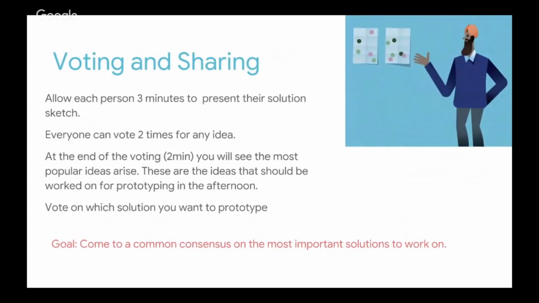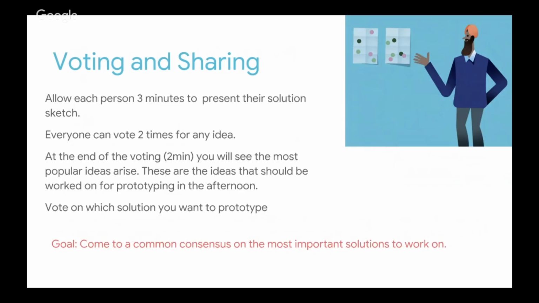Throughout the process you go through voting and sharing. Typically each person will have about 3 minutes to share their solution, and then everyone will be able to vote on average about 2 times for each idea that they want to pursue. You can vote for the same idea twice, you can vote for your own idea or someone else's. At the end of the voting, you'll look at where most of the sticky dots are, and those are the ideas that you're going to work on for prototyping in the afternoon. The goal here is to come to a common consensus in a quick manner on the most important solutions to work on.